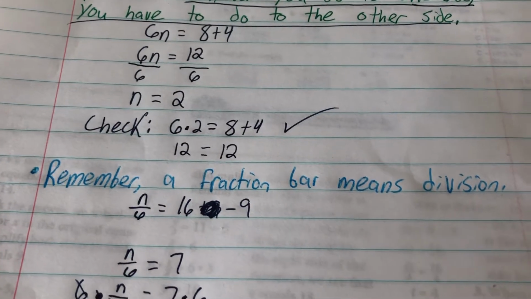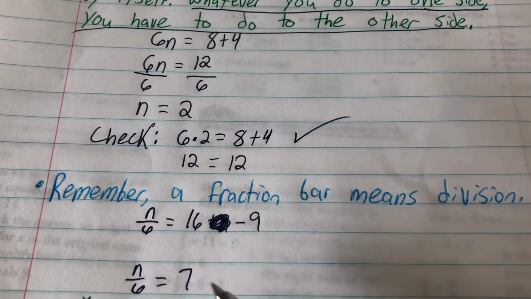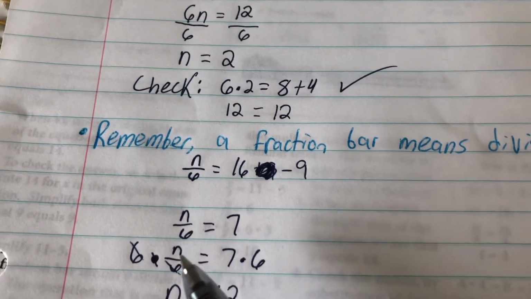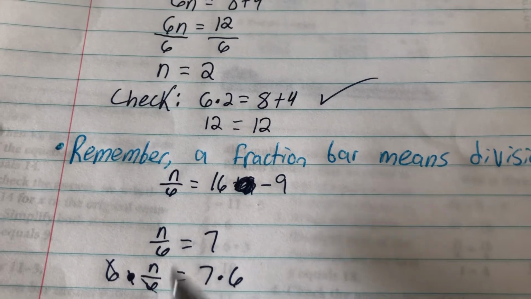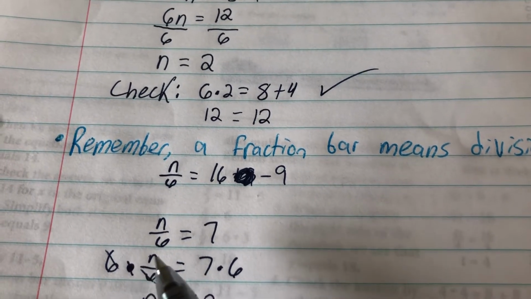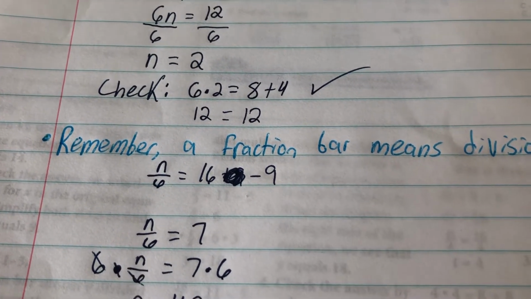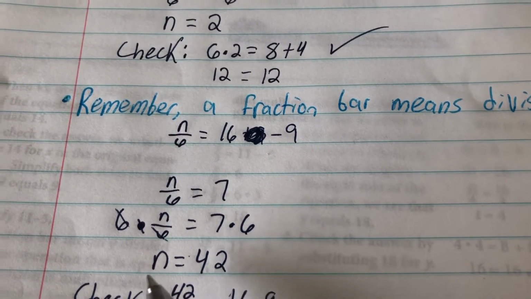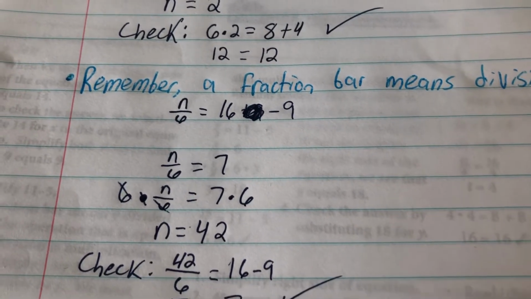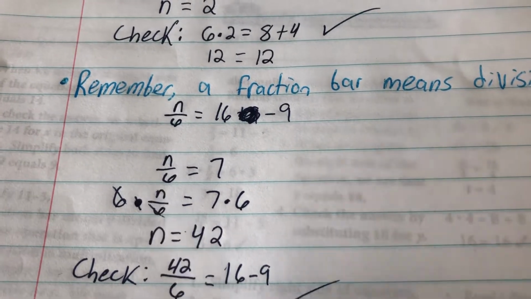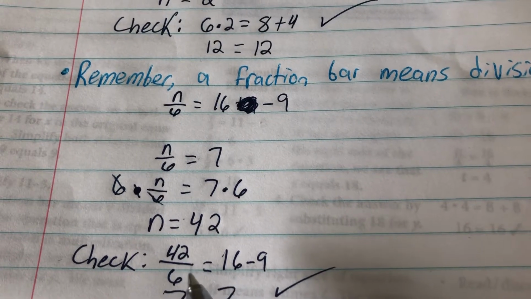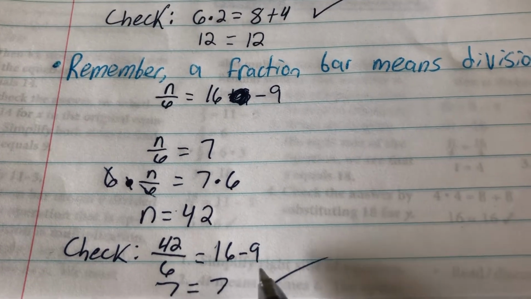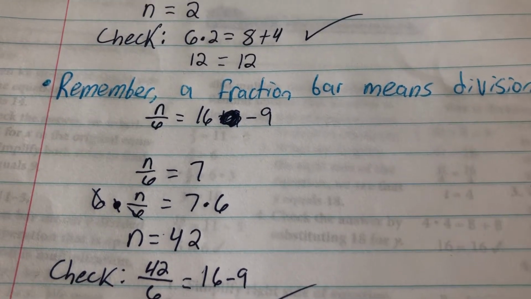Remember, a fraction bar means division. So n over 6 is n divided by 6. So n divided by 6 equals 16 minus 9. Well, 16 minus 9 is 7. So then we multiply each side by 6 to get n by itself. So 6 times n over 6 just makes n by itself. And then we have to multiply 7 by 6. 7 times 6 is 42, so n equals 42. To check that, we would plug 42 in for n. So 42 divided by 6 equals 16 minus 9. Well, 42 divided by 6 is 7, and 16 minus 9 is 7, so yes, they are equal.